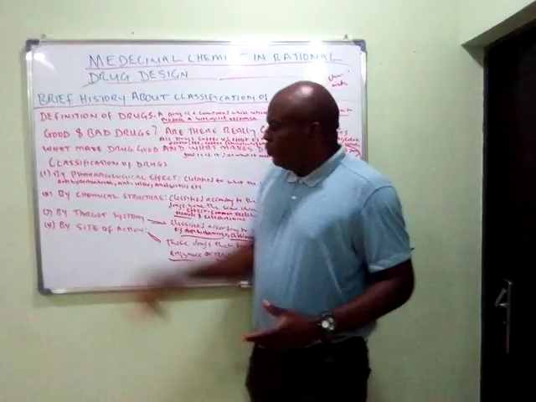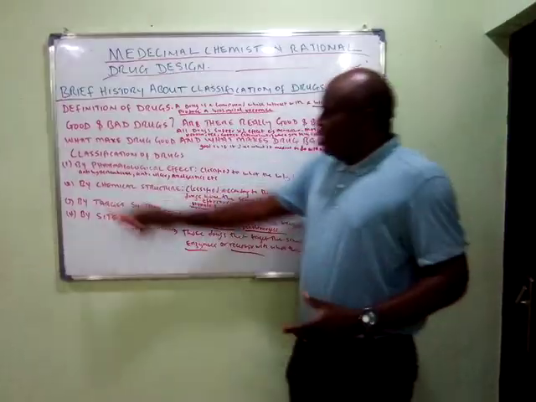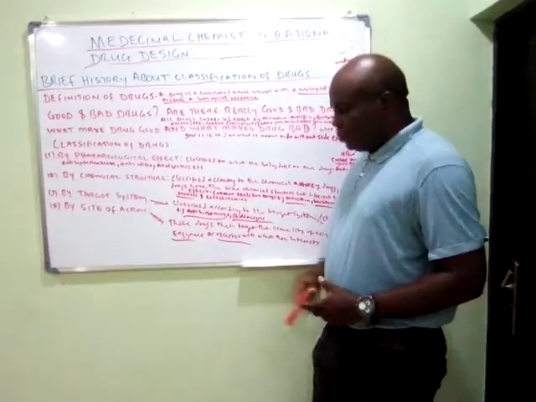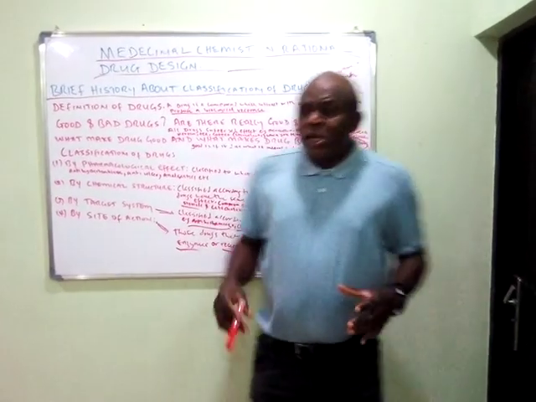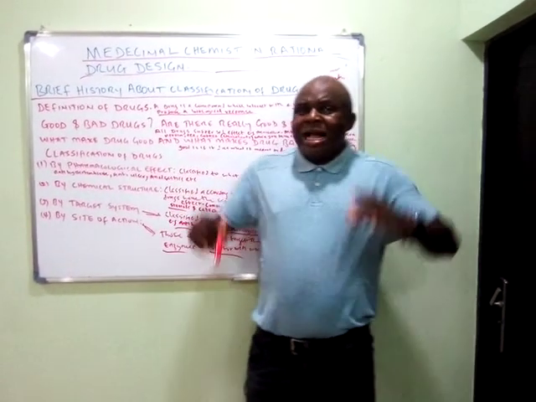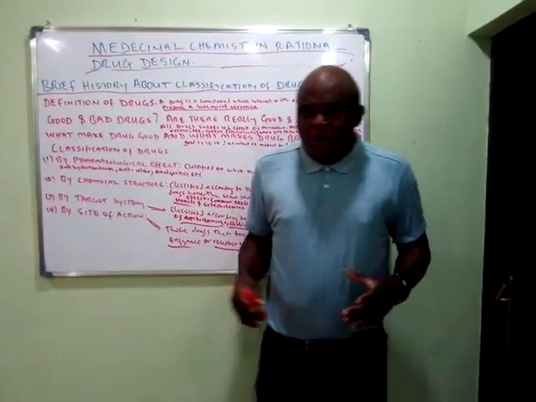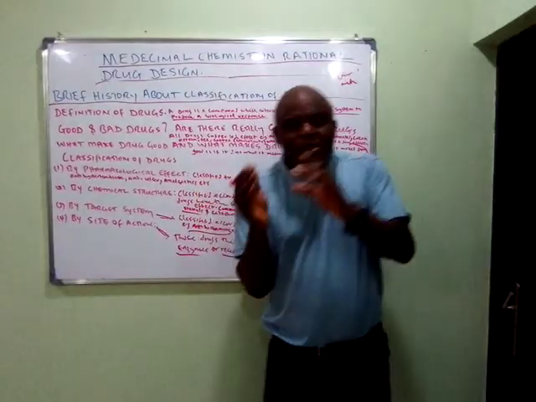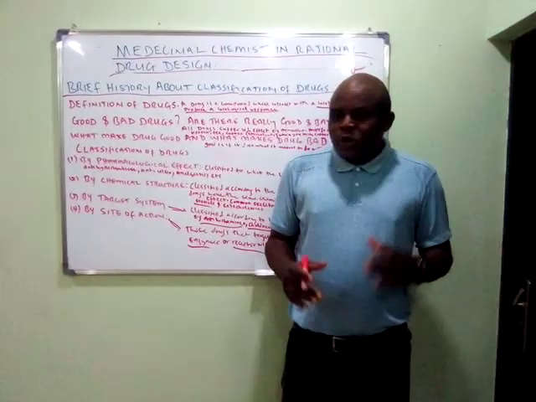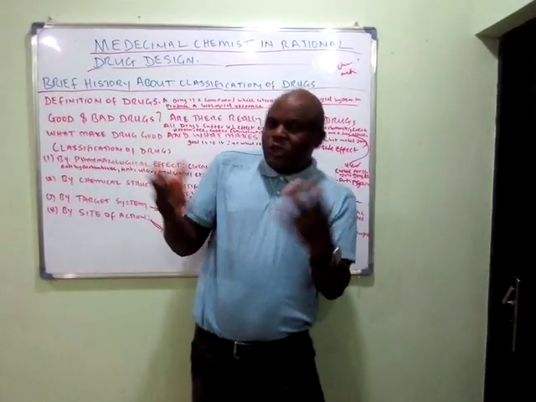Then number two, that's number one, by the way. Number two, by chemical structure. It was found that some drugs have the same or similar chemical structures, but they have different therapeutic functions. So they are classified according to their chemical structures.